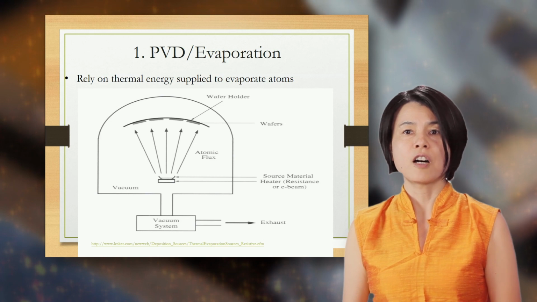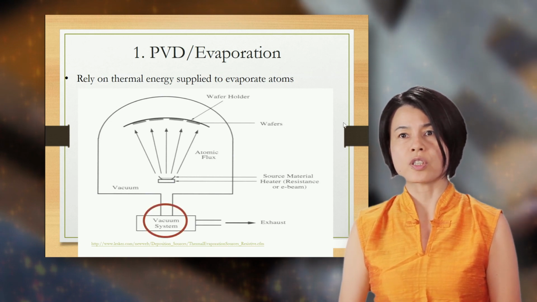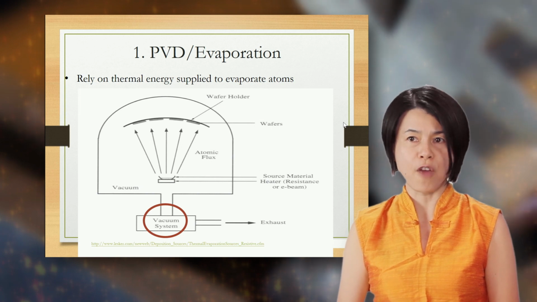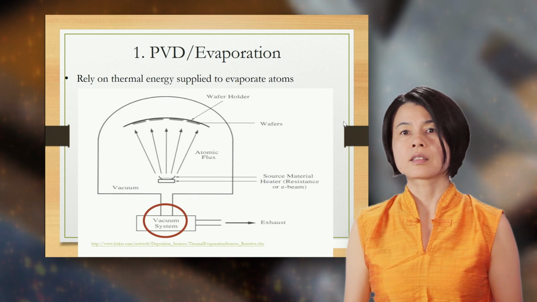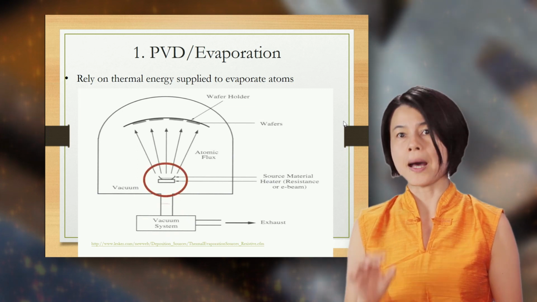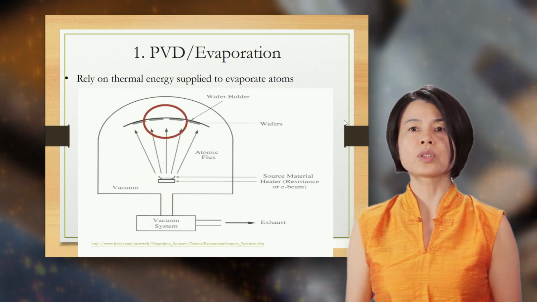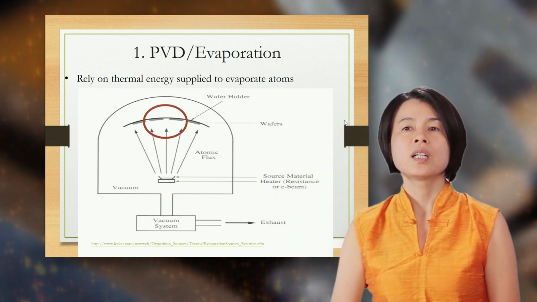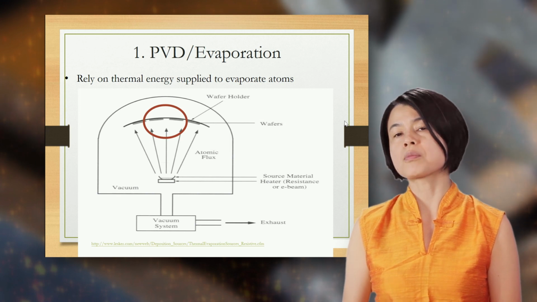First, a vacuum system at the bottom expels the exhaust to keep low pressure or vacuum in the chamber. Secondly, source material is at the bottom. On the other hand, wafer holder is at the top. The wafer are held upside down, face the source material.